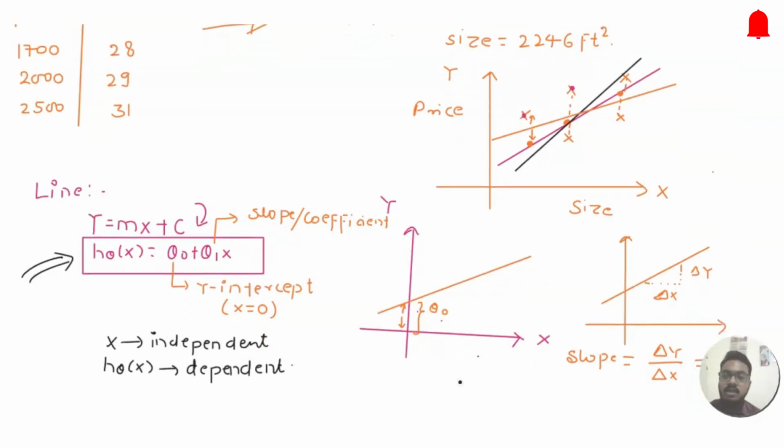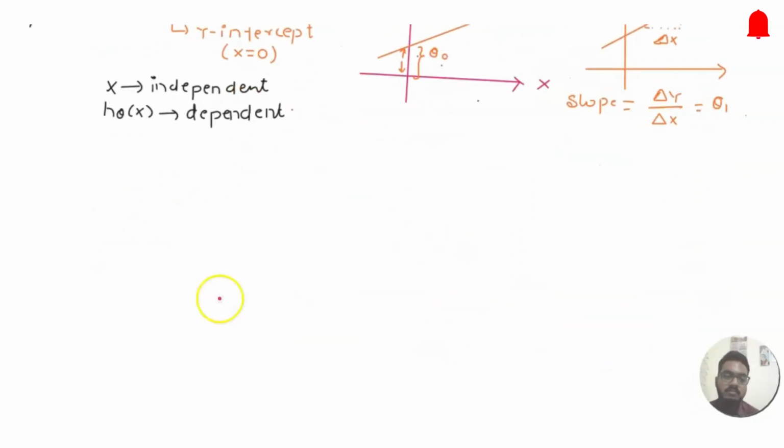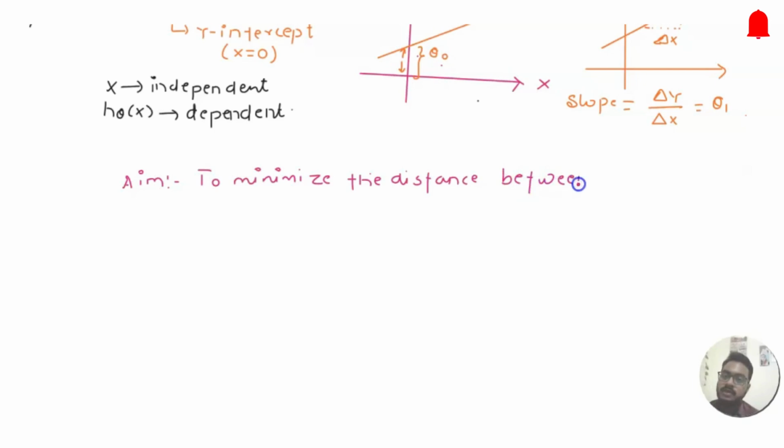Now, what was our aim? Our aim in the linear regression algorithm is to minimize the distance between the actual and the predicted points.